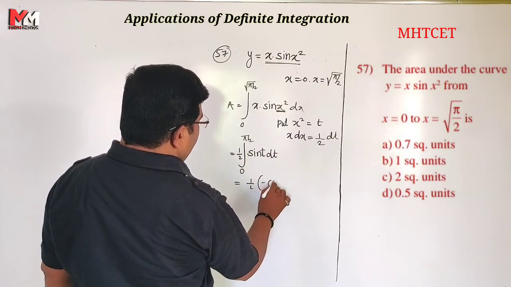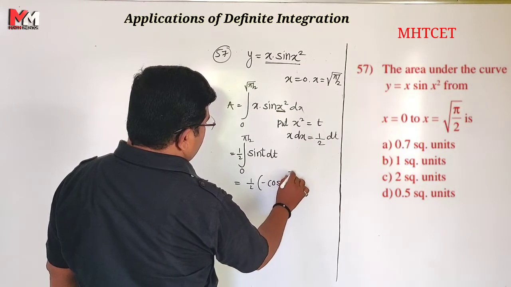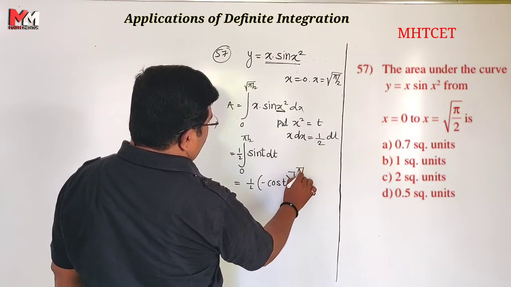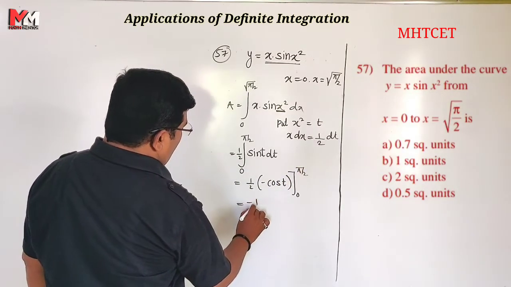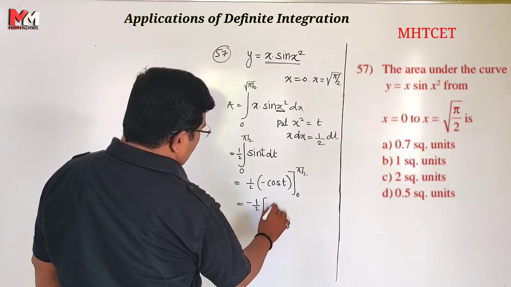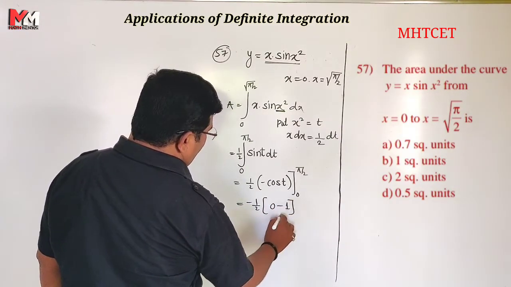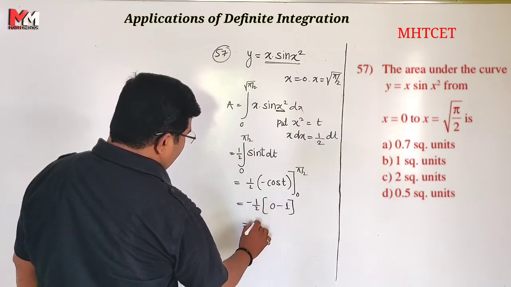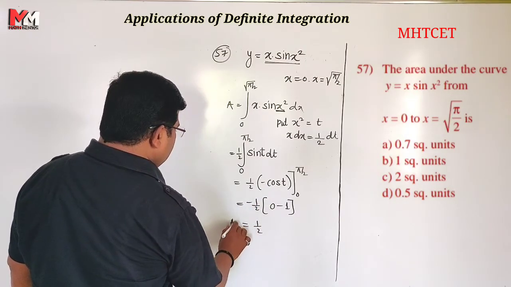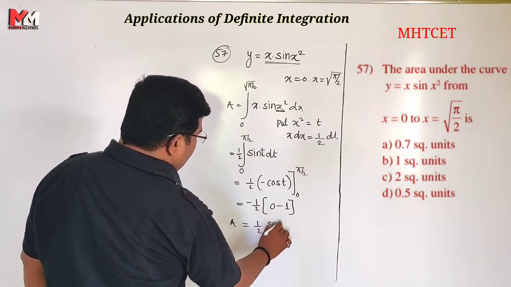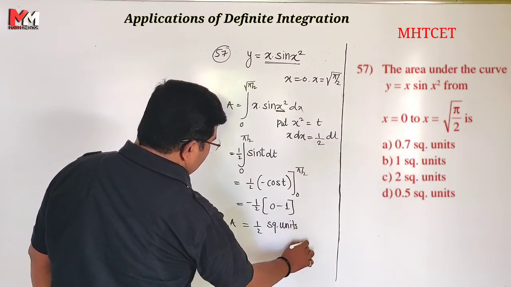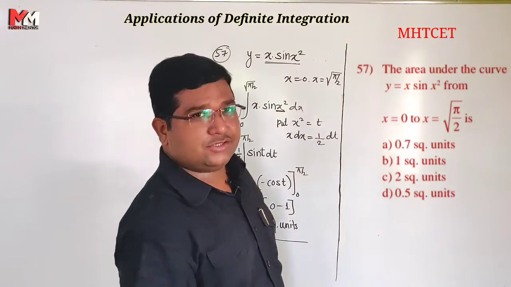Integration of sin is minus cos, 0 to π/2. Cos π/2 is 0, cos 0 is 1, minus into minus plus, 1 by 2. 1 by 2 square units. Okay, I hope you understand this solution.